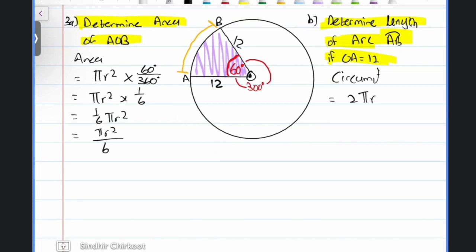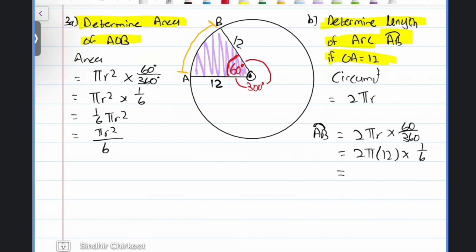4 pi. Okay, let's go and confirm with this here, right? So we've got a lot of you guys who are saying that it's 4 pi. Let's go and confirm. Right, so for our arc length AB, we are going to say that yes, it's 2 pi r, but now we need to multiply by the portion of the circle that we are dealing with. So again, we're basically dealing with 60 over 360. So 2 pi times 12 times 1 over 6.